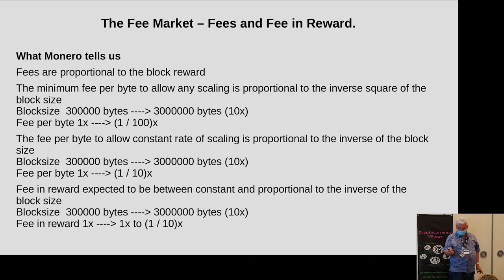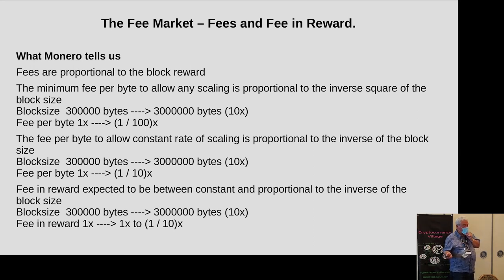So what does Monero tell us? This is really interesting. If I have a block size of, say, 300,000 bytes, and I increase it to 3 million bytes, then my minimum fee per byte dropped by a factor of 100. This is baked right into the protocol. It's a direct result of the penalty. For a constant rate of scaling, the fee is proportional to the inverse of the block size, not the square. So basically, if you take the block size up by 10, your fee goes down by a factor of 10.